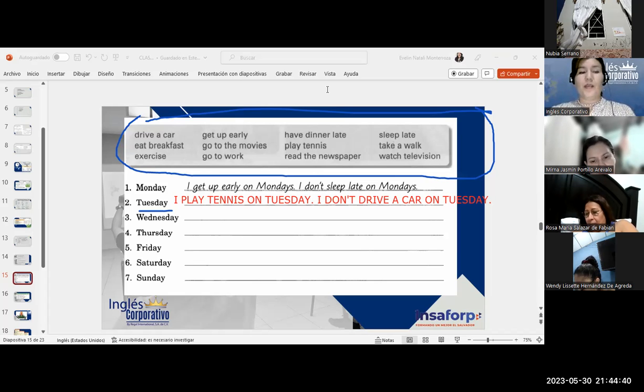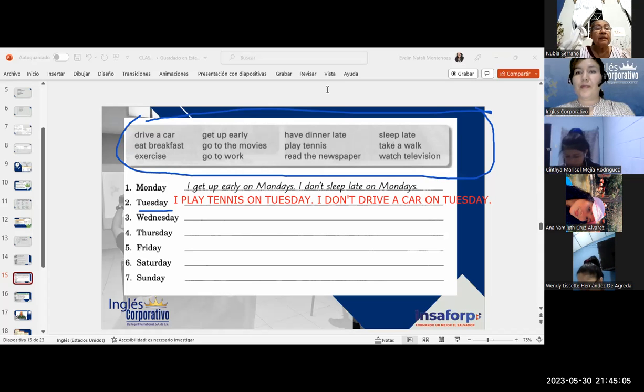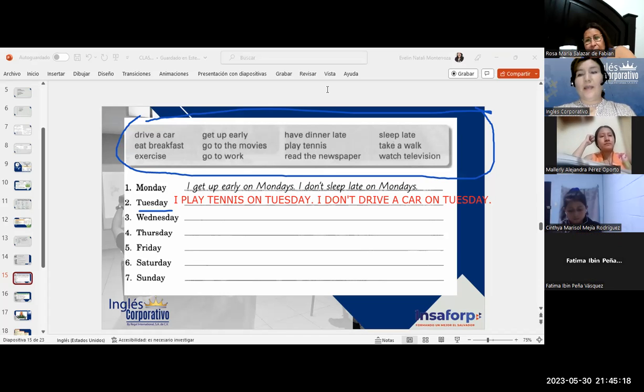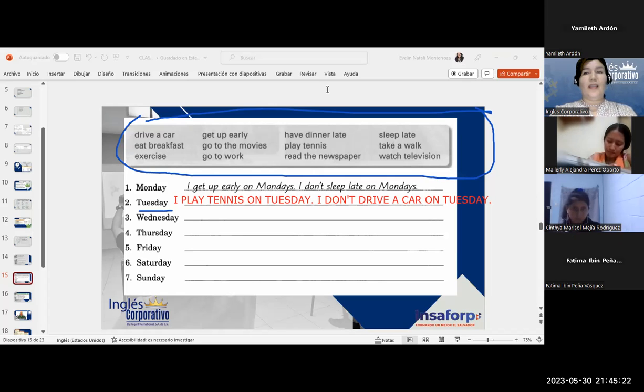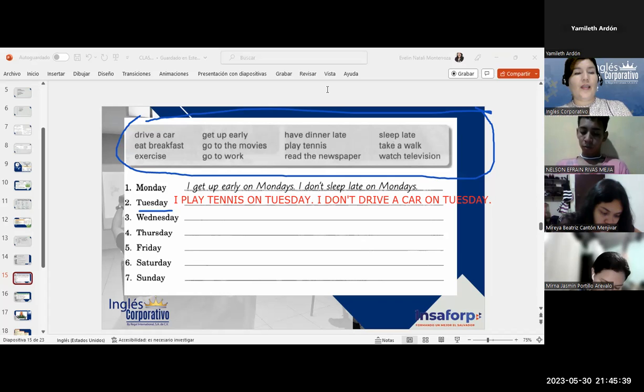Ana y Leticia. Okay. Ana Yamilet Cruz. Present. Cintia Marisol Mejía. Present. Daniel Edgardo Mengíbar. Present. Thank you. Fátima Ibín Peña Vázquez. Present. Mayerly Alejandra Pérez. Present, teacher. Mayerly Yamilet. Present. Mireia, thank you. Mireia Beatriz. Present, teacher. Mirna Yasmín. Present. Nelson Efraín. Present. Nubia Daisy. Present, teacher. Reina Yael.